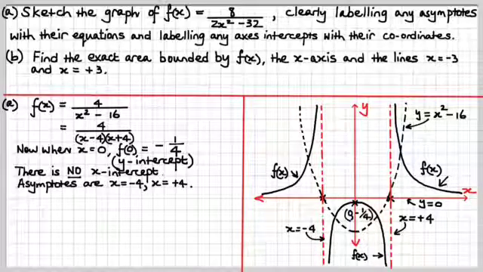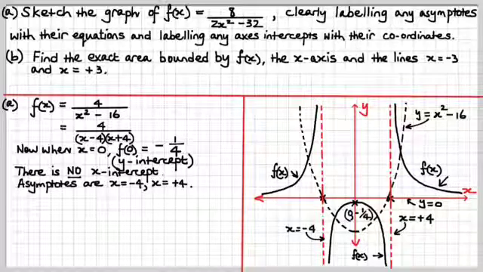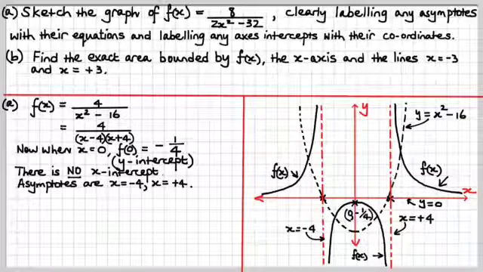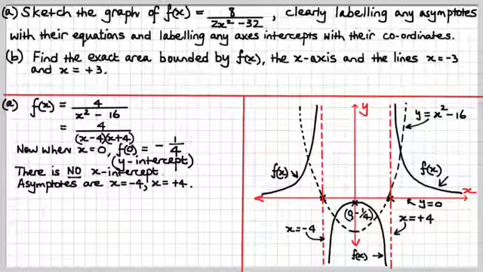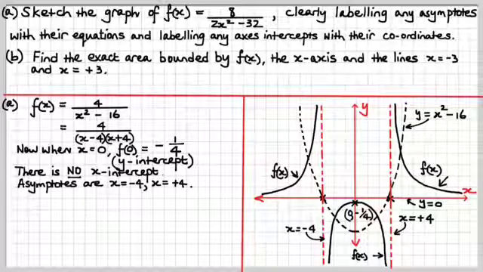Now, what does part B require of us? We've got to find the exact area bounded by f of x, the x-axis and the lines x is minus 3 and x is plus 3. Well, let's have a look at that. X is minus 3 would be about here. X is plus 3 would be about here. The curve is here between those two vertical lines, and there's the x-axis.